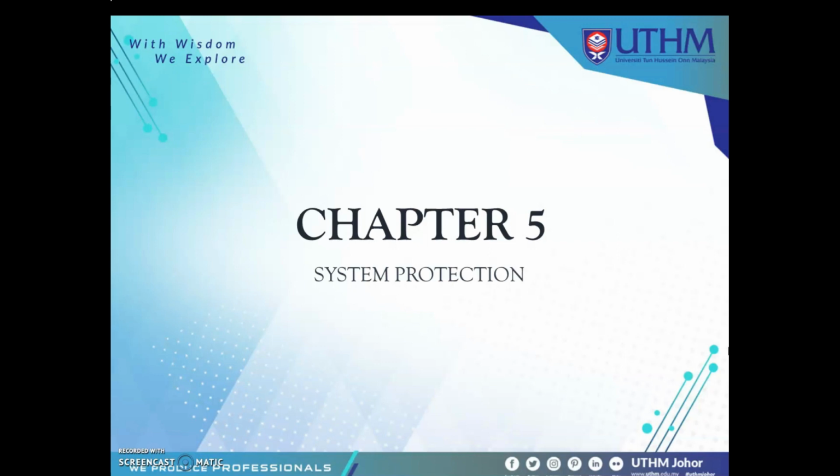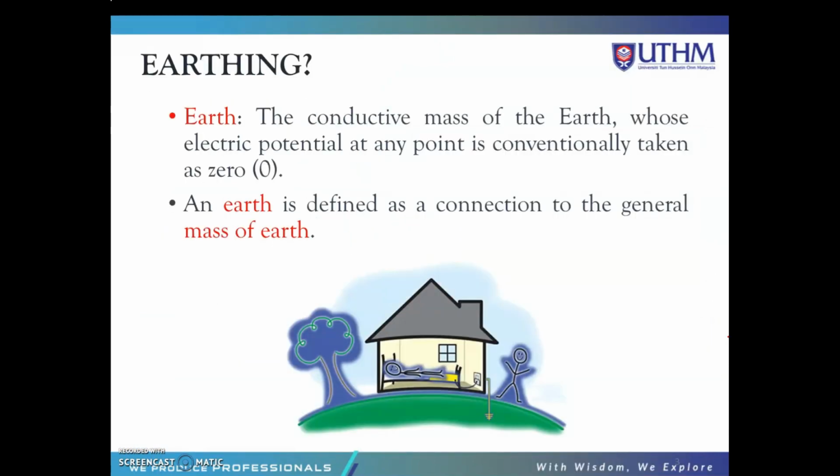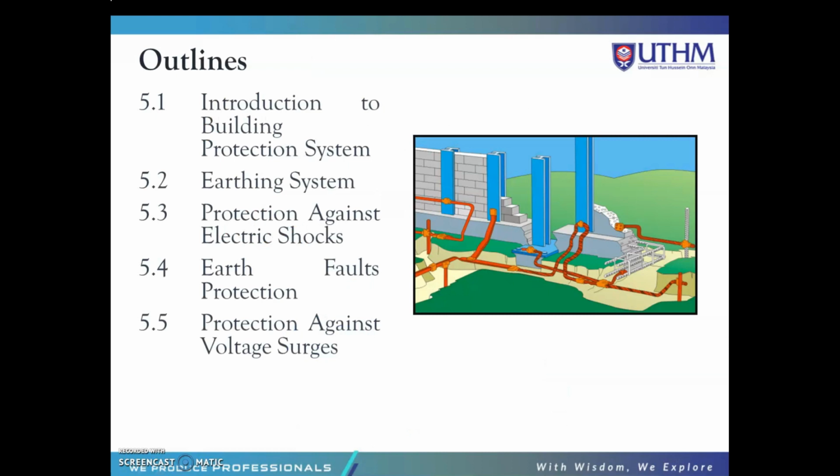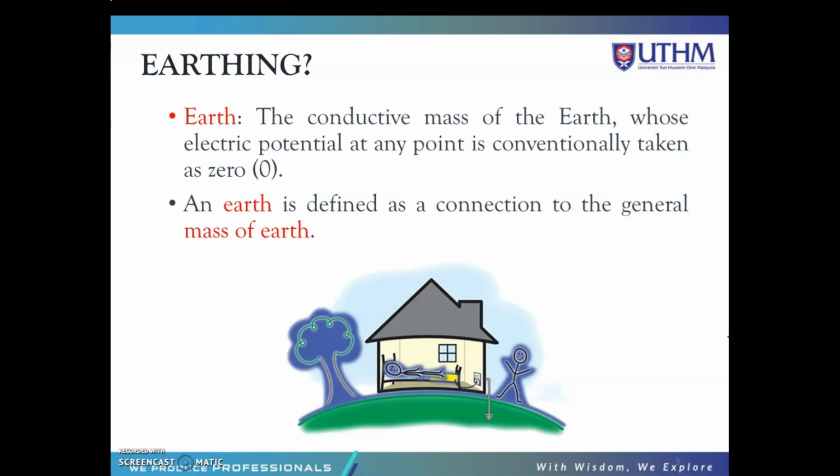Okay, so today we continue with chapter 5, the system protection. So this is the outline of this chapter. We have introduction to building protection system, and then earthing system, protection against electric shocks, earth fault protection, and finally the protection against voltage surge. So first we have to know what is earthing.